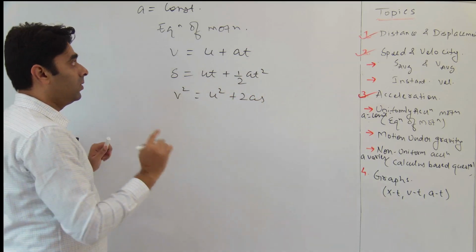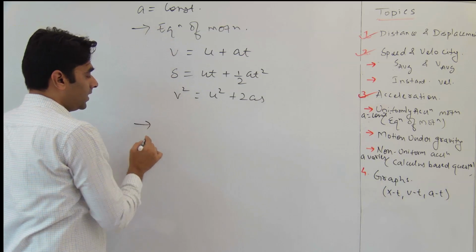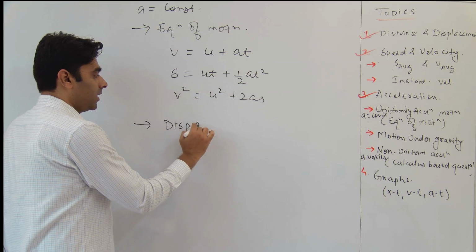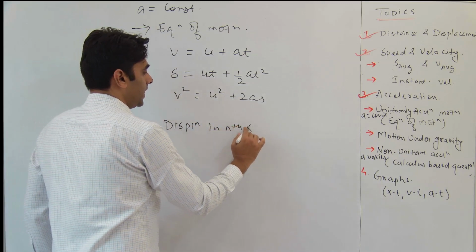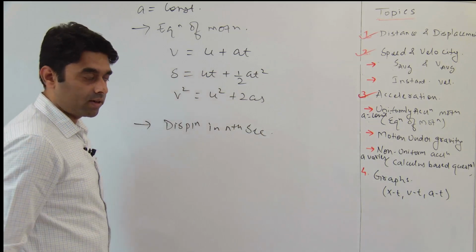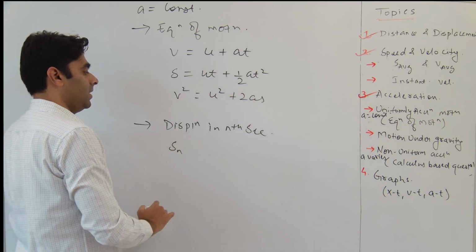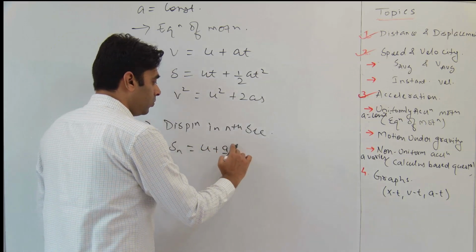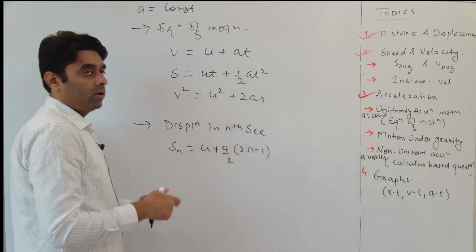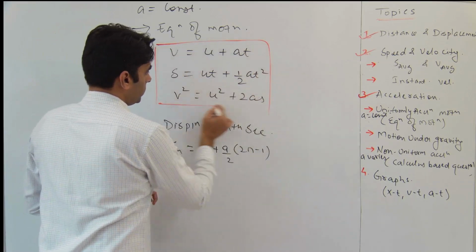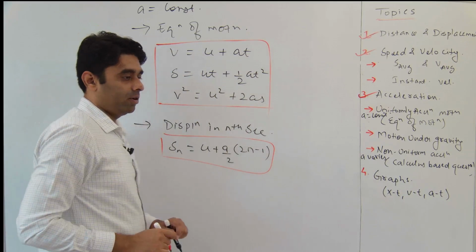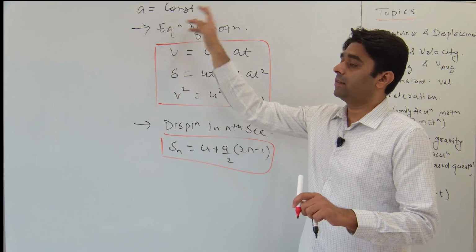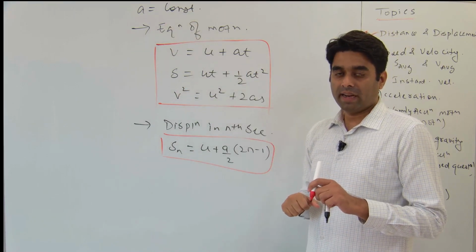We also have one more equation which gives us the displacement in the nth second. In that particular second, what is the displacement? Sn, the displacement in the nth second, is u plus a by 2 into (2n minus 1), right? Now these are our equations of motion. One thing I would like to point out is that all these equations are valid only when acceleration is constant.